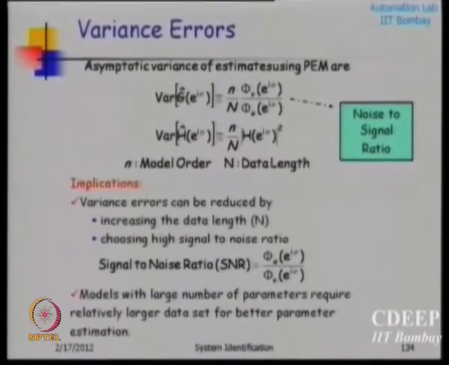Okay, and this insight doesn't come from looking at the sum of squares of errors. This comes only when you look at frequency domain expressions. That's why frequency domain analysis is quite important. So how do you reduce variance errors? You reduce variance errors by choosing a large data length, okay, and by choosing the correct signal to noise ratio. So you choose signal to noise ratio to be large. Phi u by phi v is large, then phi v by phi u is small.